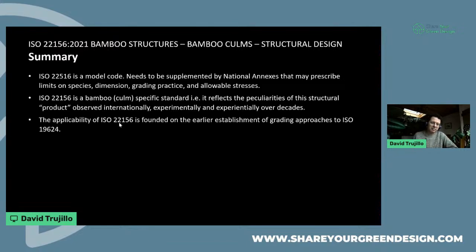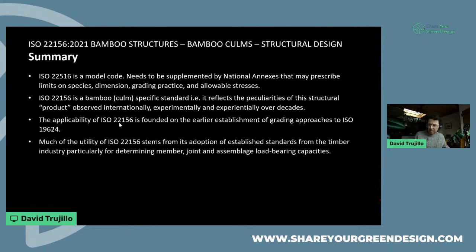For it to work properly, it needs to be preceded by grading that you have to do according to the other standard we mentioned. And much of what we've done for it to work is in terms of things that we didn't think made any difference to the product itself or the standard. We borrowed some timber standards, but that was mainly for experimental procedures and statistical analysis.